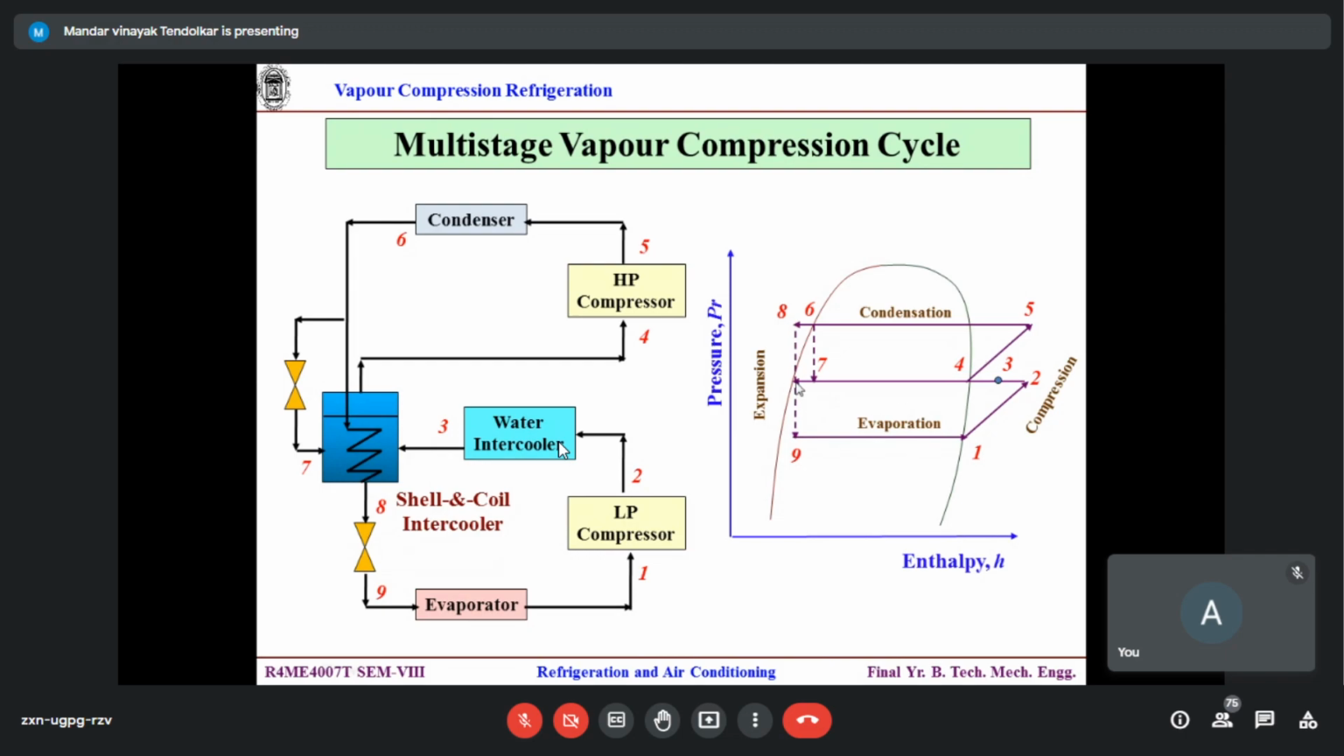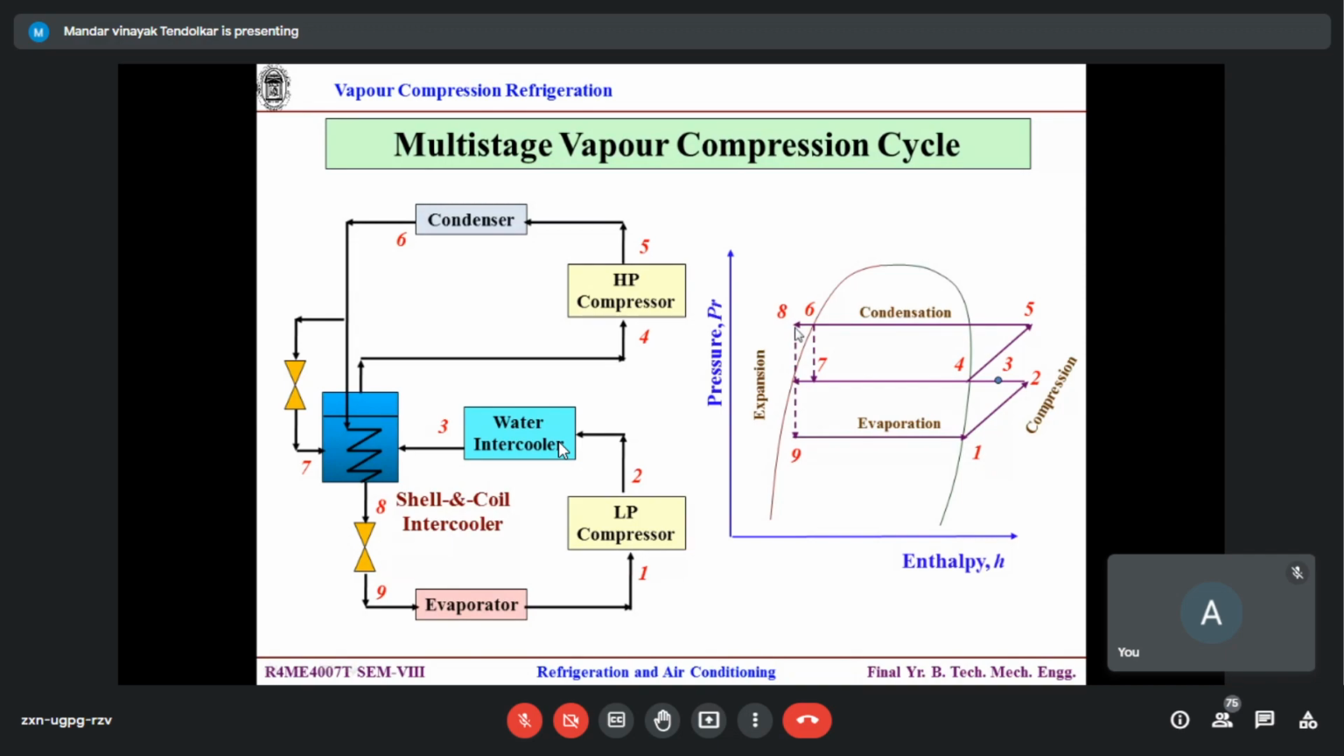Its corresponding saturation temperature, let's call this 7 dash. So 7 dash temperature and 6 temperature are naturally different. 6 temperature is on the higher side. Condenser pressure is higher, so naturally saturation temperature is higher. 7 intermediate pressure is lower, so its saturation temperature is also lower. So this reduced temperature liquid serves for the pre-cooling.